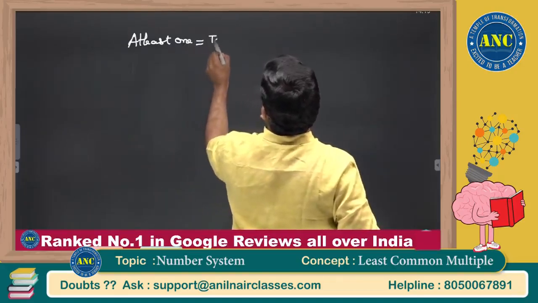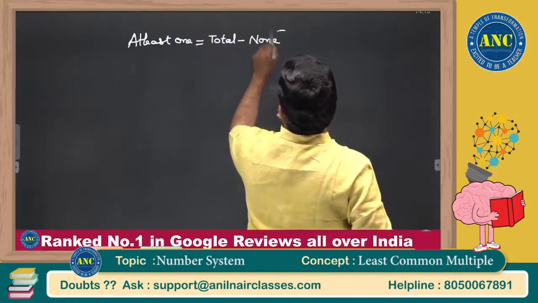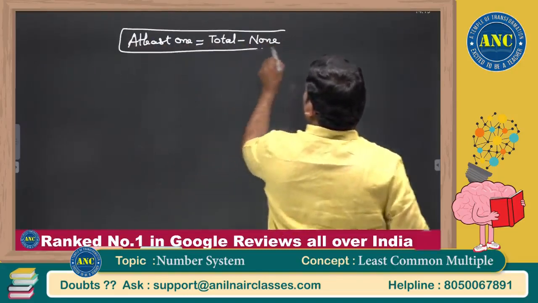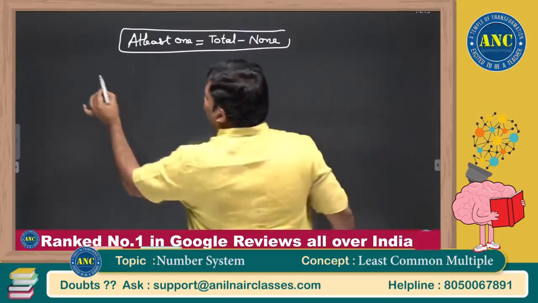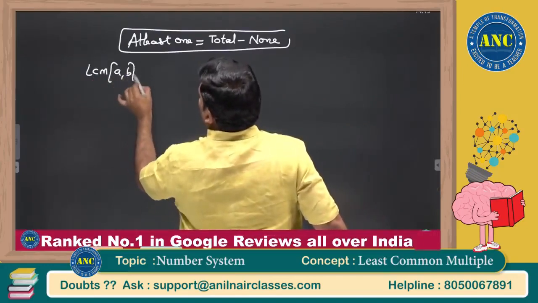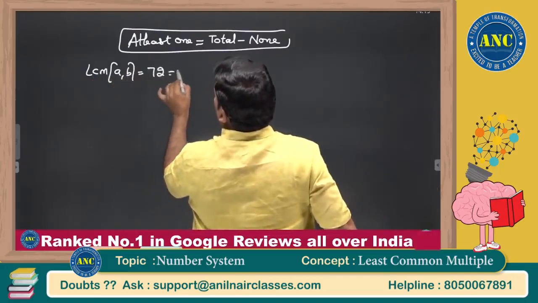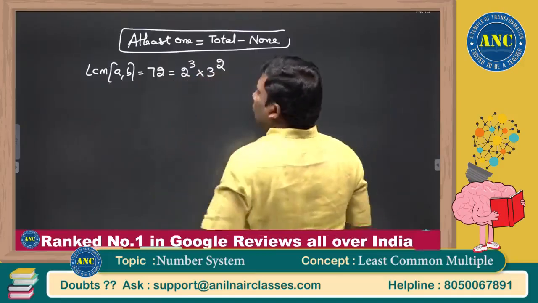At least one is total minus none. If you understand it, 4 variables, 5 variables, it is very easy. At least one is total minus none. Listen carefully, sir. What I did: LCM of A comma B is 72. 72 can be written as 2 power 3 into 3 square.